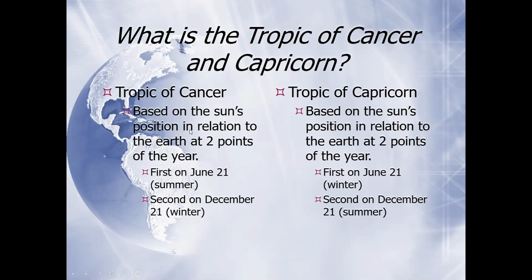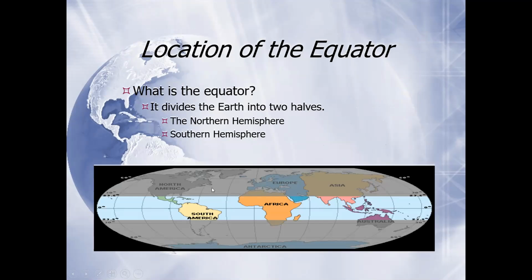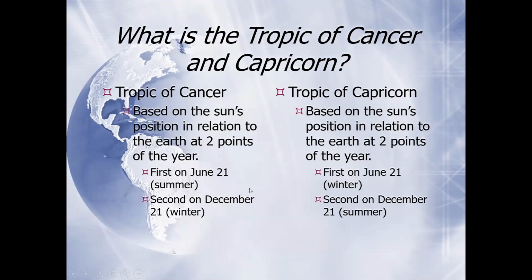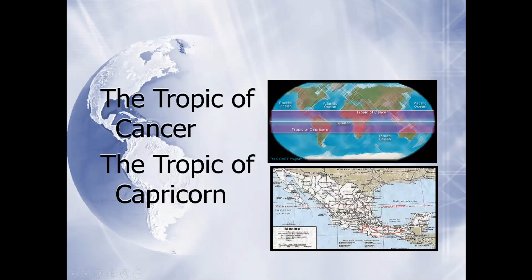Based on the sun's position in relation to the Earth at two points of the year, as the Earth revolves around the sun and spins around its own axis, on these two dates, June 21 in the summer and December 21 in the winter, we have the longest day and the longest night. On June 21, we have the longest summer day, and on December 21, we have the longest winter night.